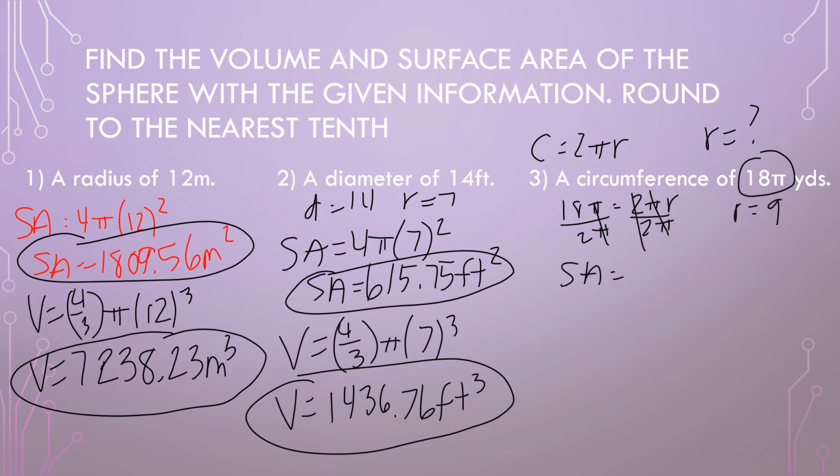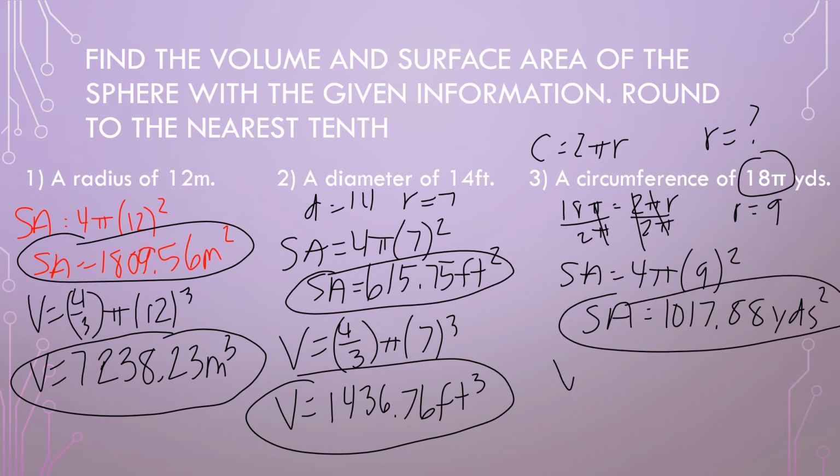So I have the surface area is 4 pi times 9 squared, which would be 1,017.88 yards squared. And then for the volume, you'd have 4/3 times pi times r cubed. And again, use parentheses and plug that into your calculator, and you get 3,053.63 yards cubed.